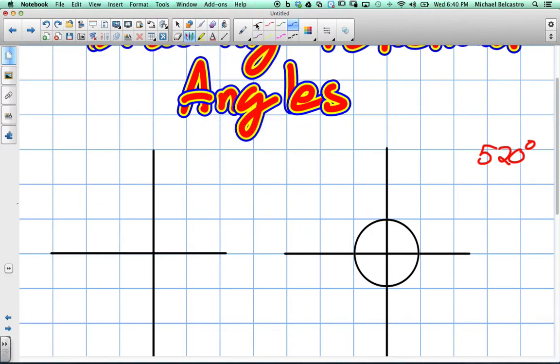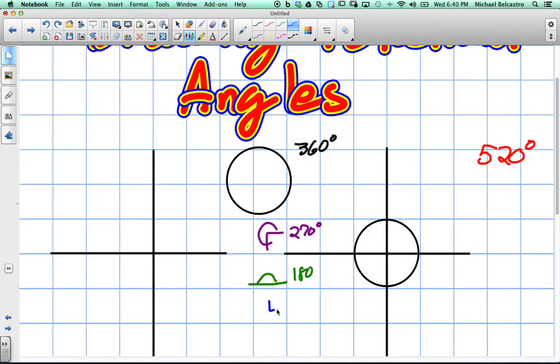Maybe we'll quickly draw out those ideas. A full circle is 360. Three-quarters is 270. Halfway is 180. These are all really important for this. And then 90 degrees is a quarter of the direction. And these are the major ones we work with, right?